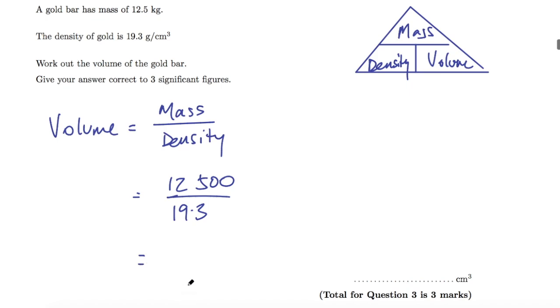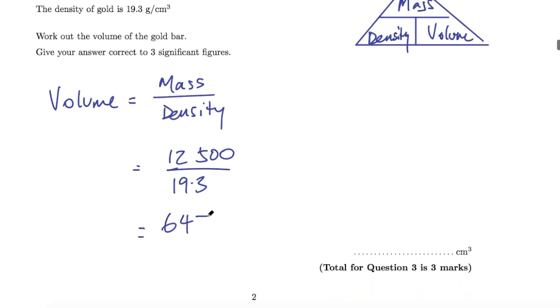And if we do that calculation, we get 647.668. And if we round that off to 3 significant figures, this one's the 3rd significant figure, so we round that off, and that would be 648 centimeters cubed. And that's for 3 marks.